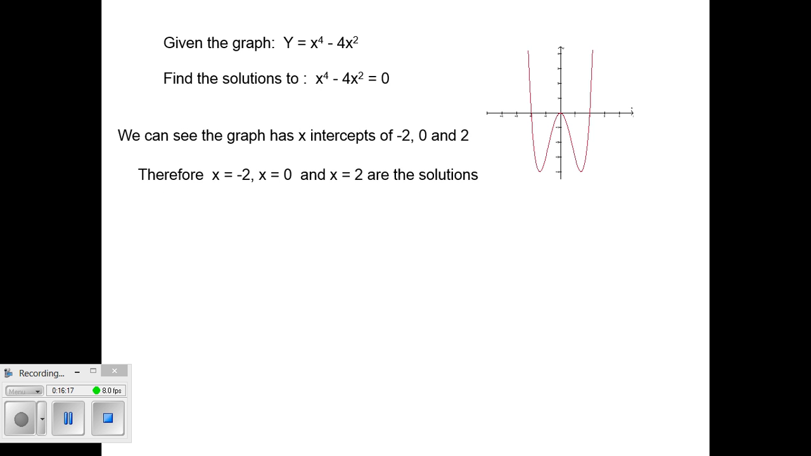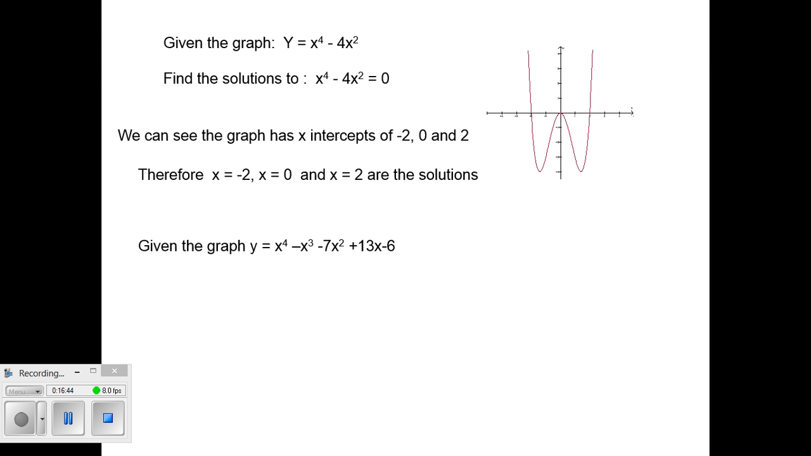Okay, and again, the solutions will be at most 4, but in this case we only pick up 3. We pick up this solution at the origin, which is what we call a multiplicity, okay? Because it really doesn't go through the origin, it just kind of skims the origin, okay? And we'll talk about that later, okay?